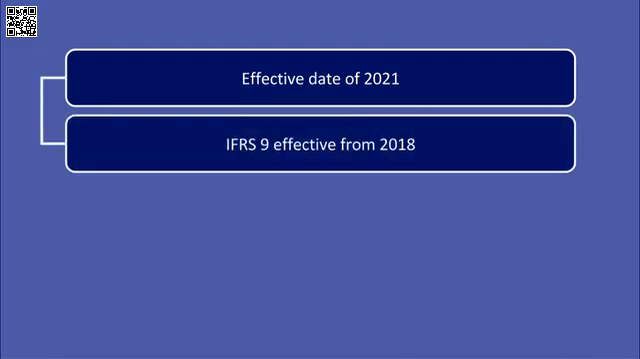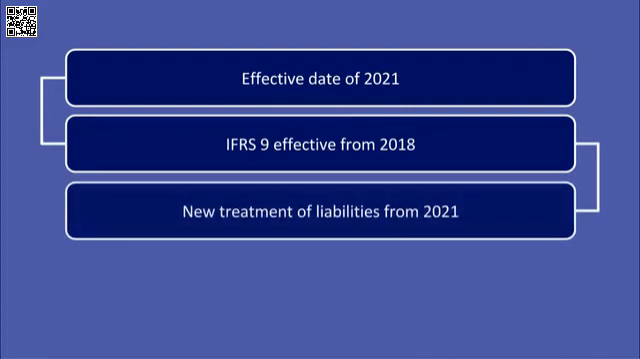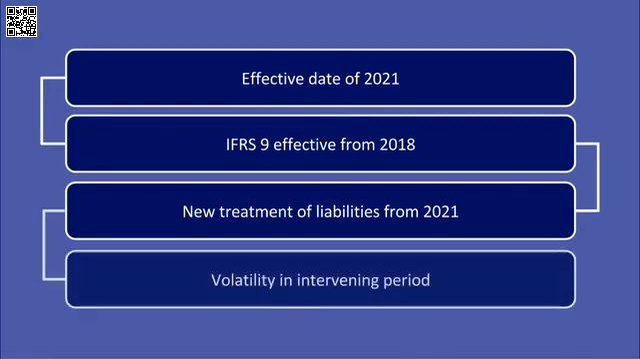It is anticipated that once published, the new standard would have an effective date of 2021. There is concern in the industry given that IFRS 9 is effective from 2018 and will be used to measure the assets backing insurance contracts, and that the new treatment of the insurance liabilities will not take place until 2021. This could create volatility in the intervening period, as IFRS 9 would require certain assets to be measured at fair value through profit and loss, that was not the case under IAS 39.